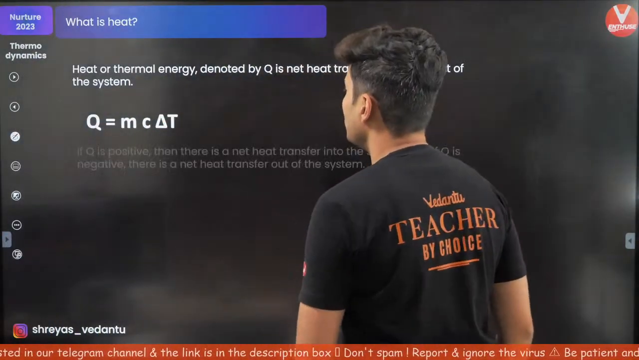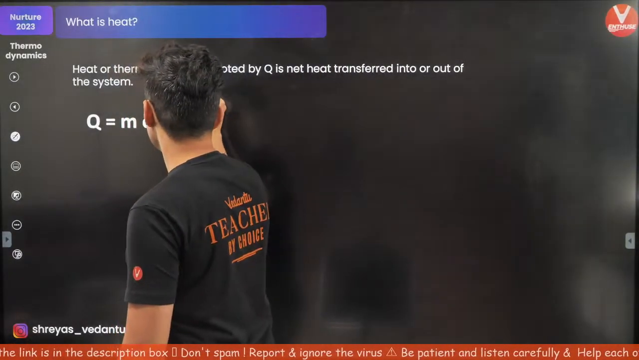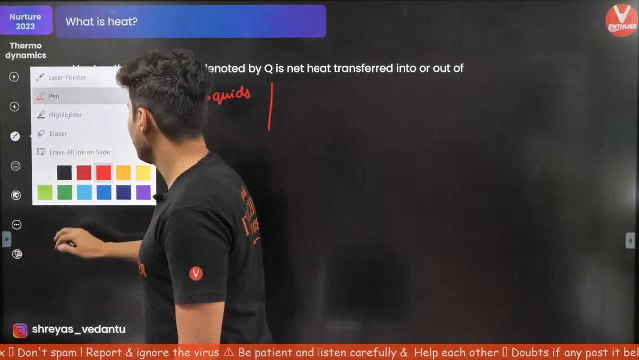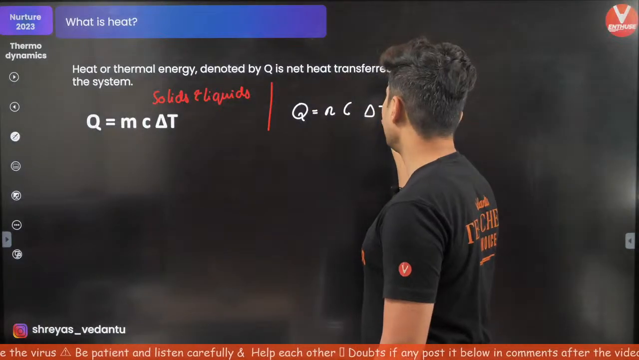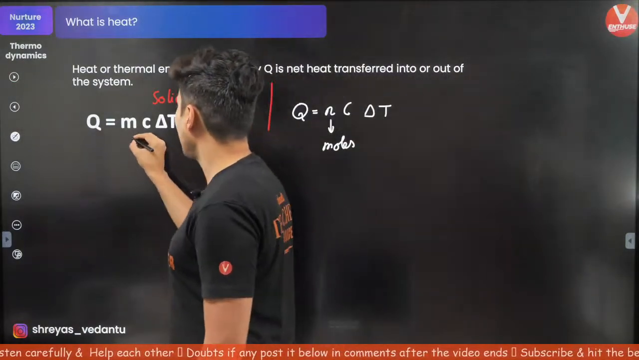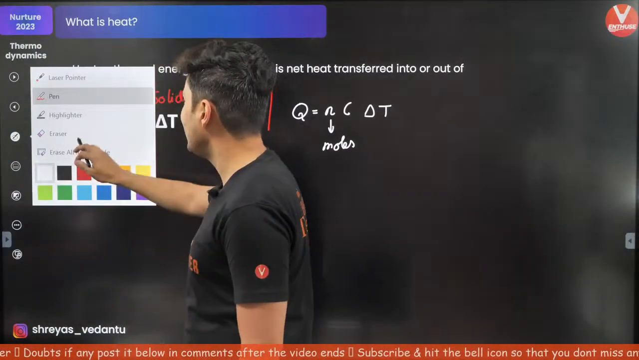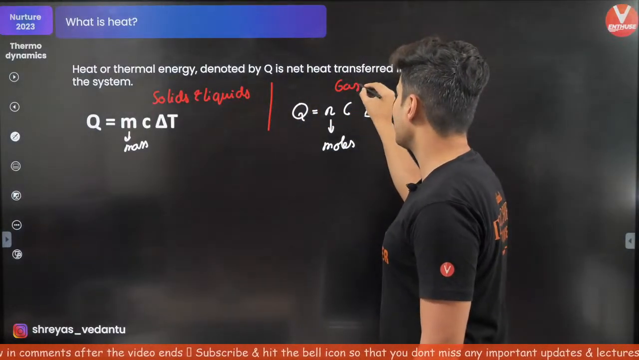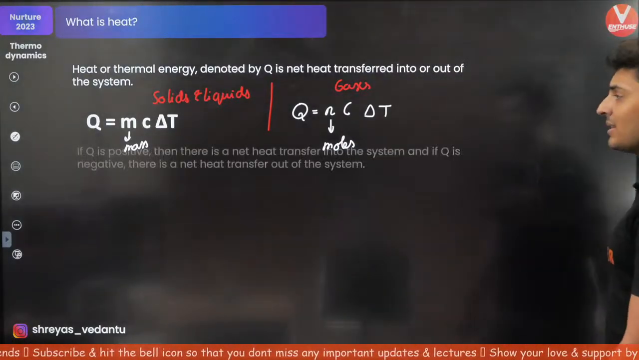This is the formula which you will use generally for solids and liquids. But for gases, the formula that you will be using is Q equals n c delta T. This n is moles, please understand that, and this m over here is your mass. So for solids and liquids, you will generally use mc delta T, where c is the specific heat capacity. But for gases, you will be using n c delta T, where C is the molar specific heat capacity. What's the sign like?